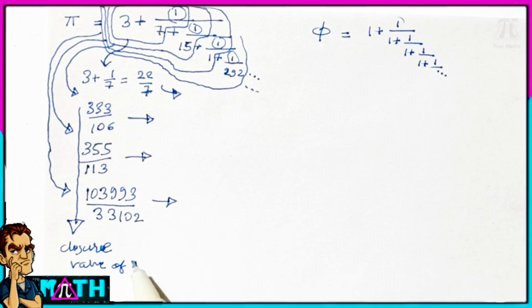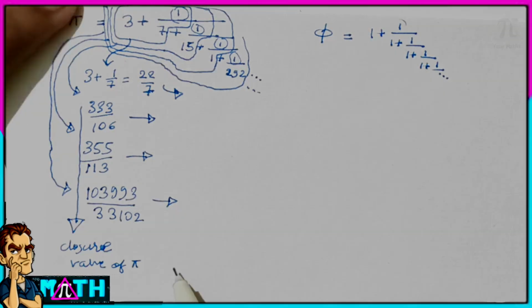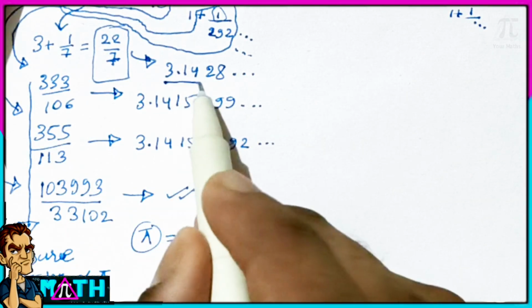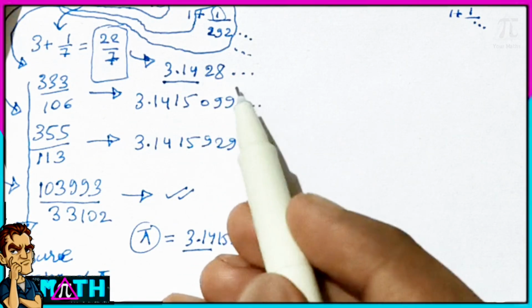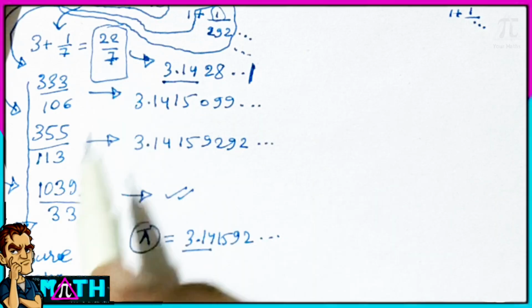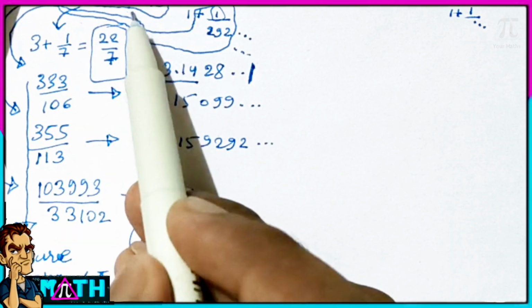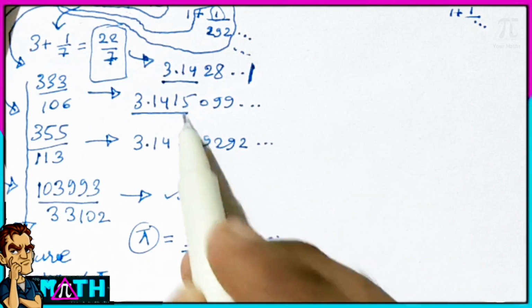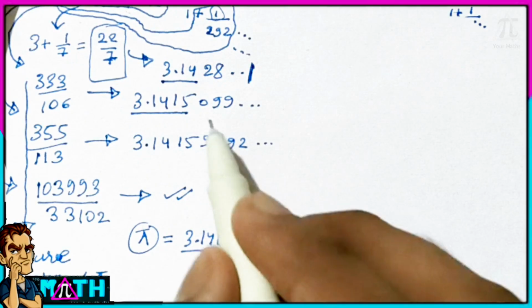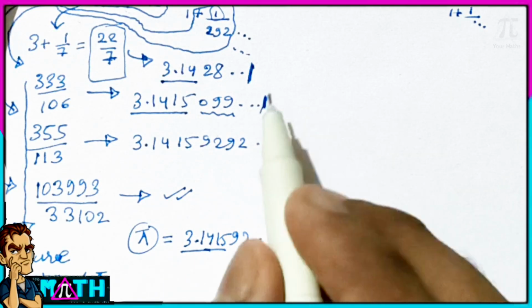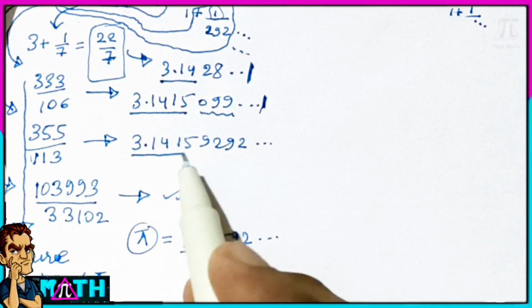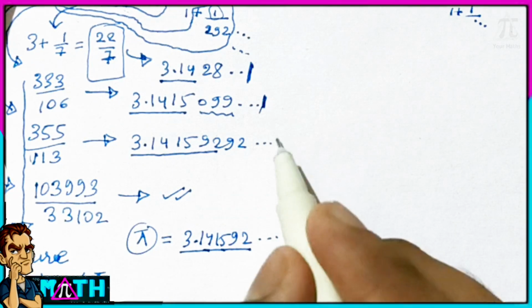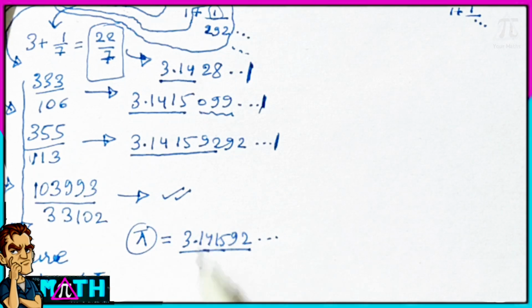So now let's find these fractions' values in decimal, and let's compare with the pi value. So the decimal expansion of 22 by 7 is 3.1428 and so on. So it matches till 2 digits after decimal, and it will again stop because it is a rational number. So now let's move to the second part. When you solve till the second part, then it matches till 4 digits after decimal, and it will again stop because it is a rational number. Now when you solve the third part, then it matches till the 6th digit after decimal. It will again stop because it is a rational number.